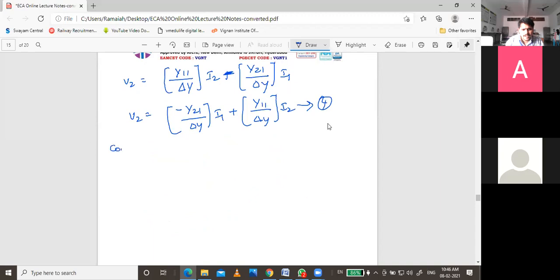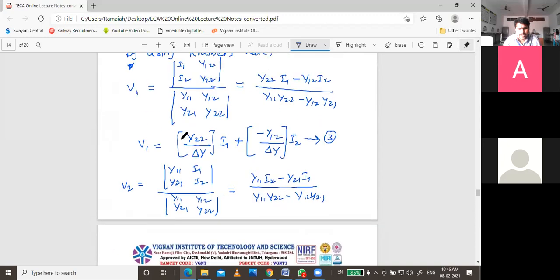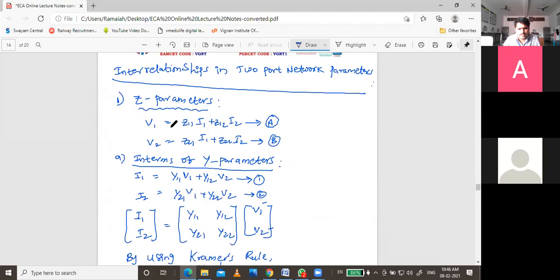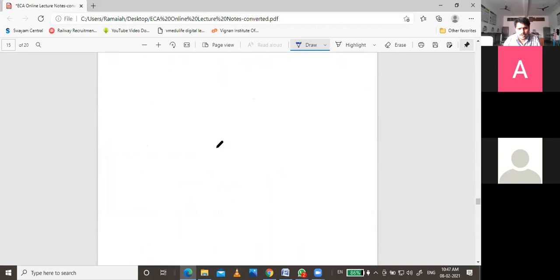Okay, now comparing equation 3 by equation A and equation 4 by equation B. Now see, equation 3 is this one: V1 equal to Z11 I1 plus Z12 I2. Equation A is this one: Z11 I1, Z12 I2. What is equation B? V2 equal to Z21 I1 plus Z22 I2. So now compare here.